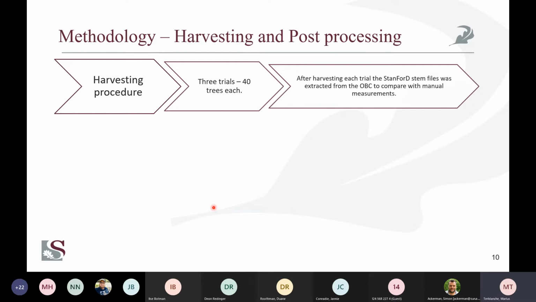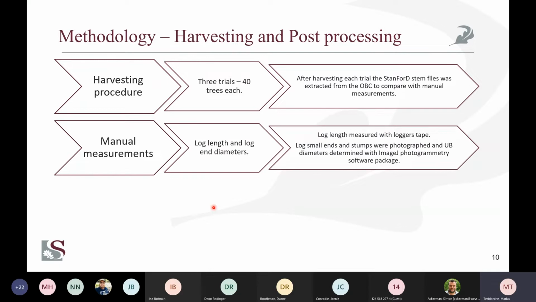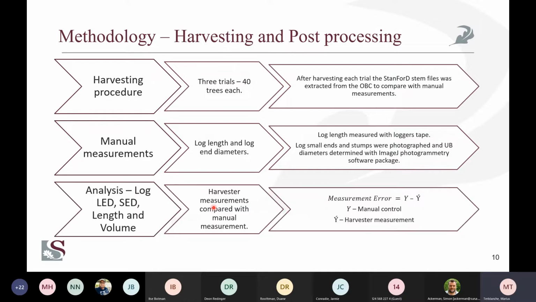So the harvesting procedure: 3 trials, 40 trees each. After each trial, the Stanford D-stem files were pulled from the machine's computer, and that data was then compared to the manual measurements for each log. Manual measurements were log length and log end diameters. Log length was measured with the logoscope, and then we used some clever photogrammetry by taking a photo of each log end that was calibrated with the ruler.